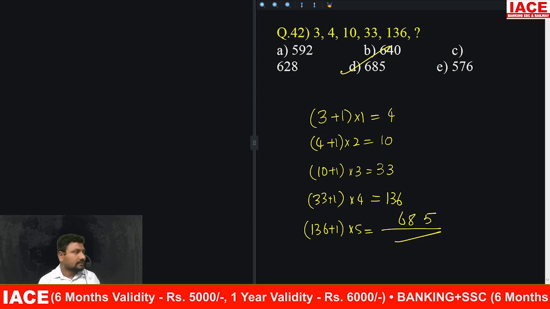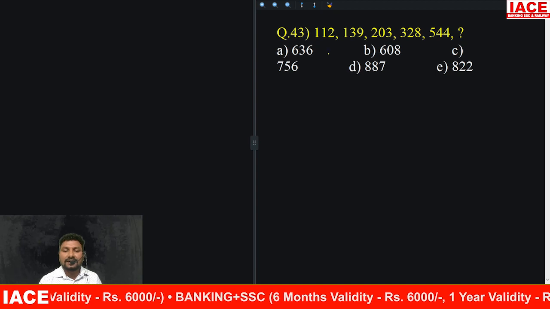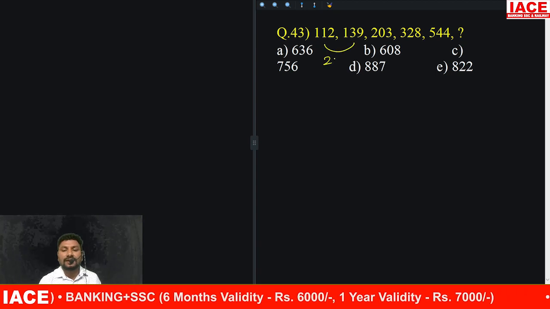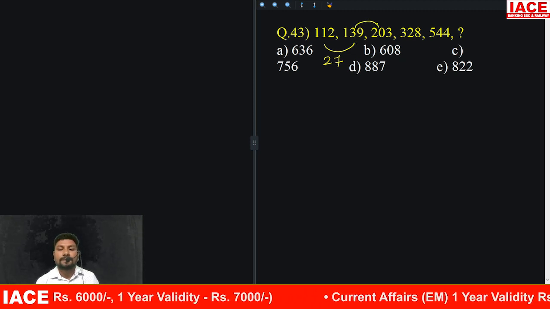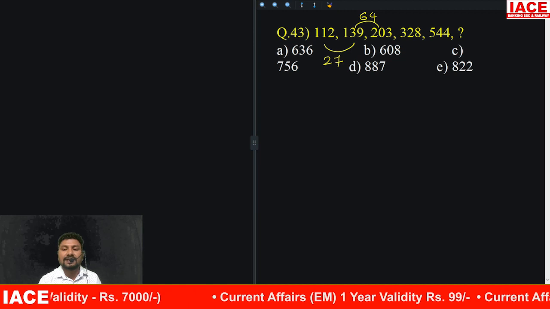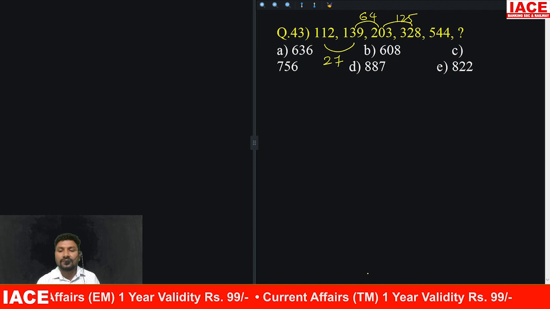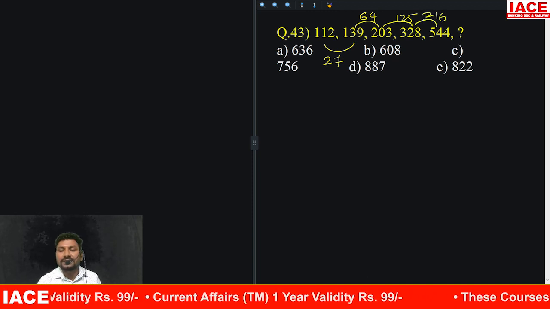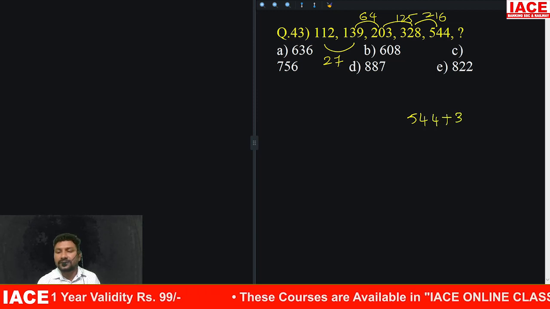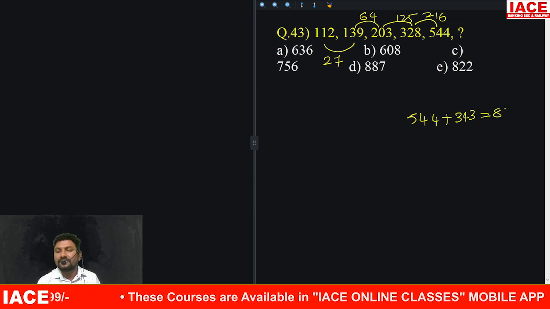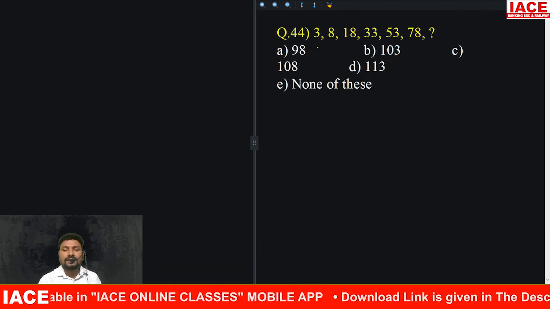Next. 1 1 22 139. Difference is how much? 27. And 139 to 203. How much is the difference? 64. It is nothing but 3 cube. It is 4 cube. And it is again incremented by 125. 5 cube. And again it is incremented by 216. It is 6 cube. Now 544 added to 7 cube. 7 cube answer is what? 343. Then finally what is the answer? 887, option D.